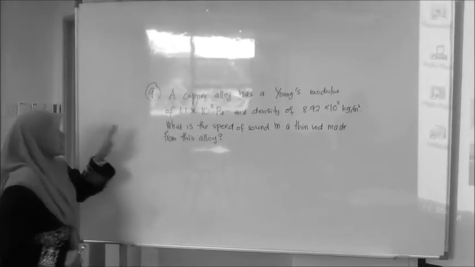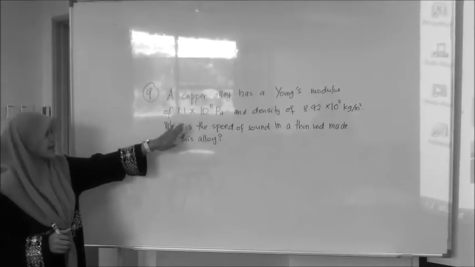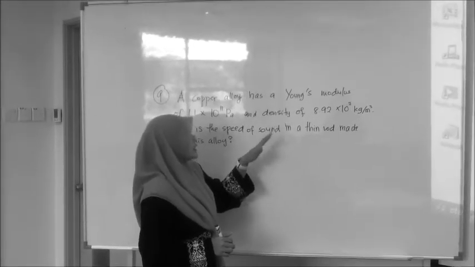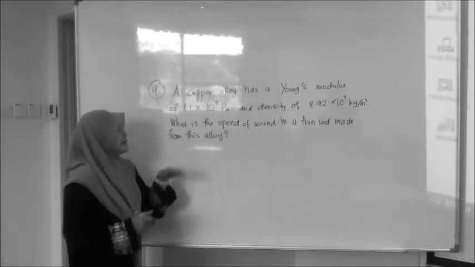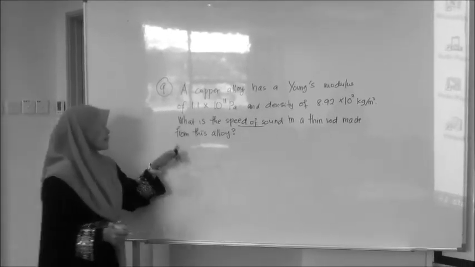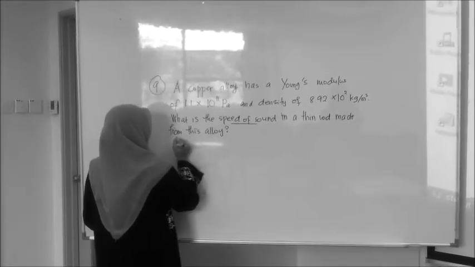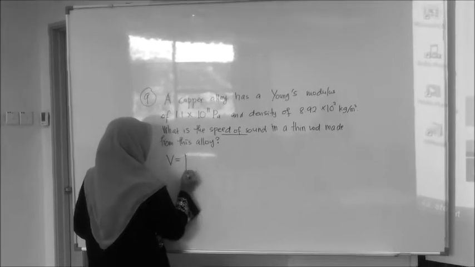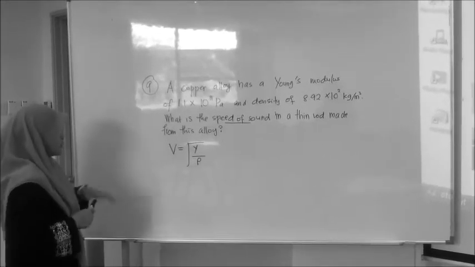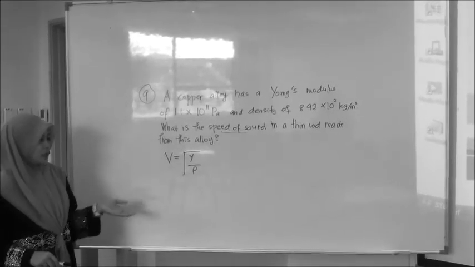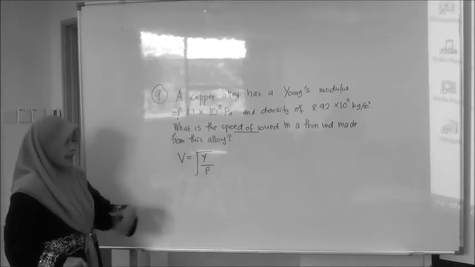The question given: a copper alloy has a Young's modulus of 1.1 times 10 to the power of 11 Pascal and a density of 8.92 times 10 to the power of 2 kilogram per meter cubed. The question asks what is the speed of sound in a thin rope made from this alloy. For this question, we should use the equation V equals square root of Young's modulus per rho. Just substitute the information given into this equation, and after that we can get the answer.